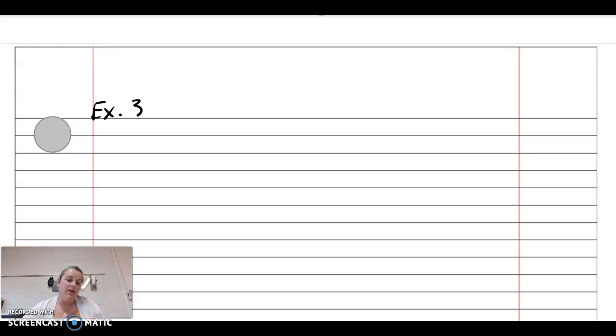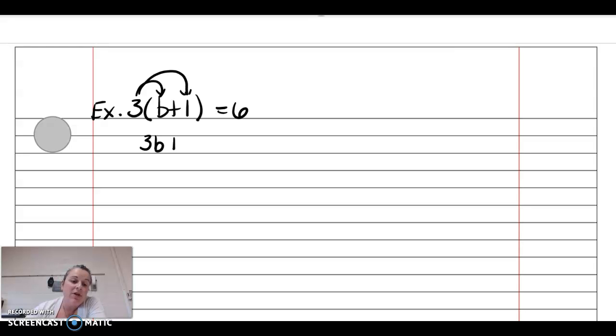Let's try this one. 3 times the quantity b plus 1 equals 6. Okay, this is why we did our distributive property first, because anytime you have parentheses, you want to get rid of them. So we're going to distribute. 3 times b gives us 3b. 3 times 1 gives me 3, equals 6. So this is the real problem that we're working with.